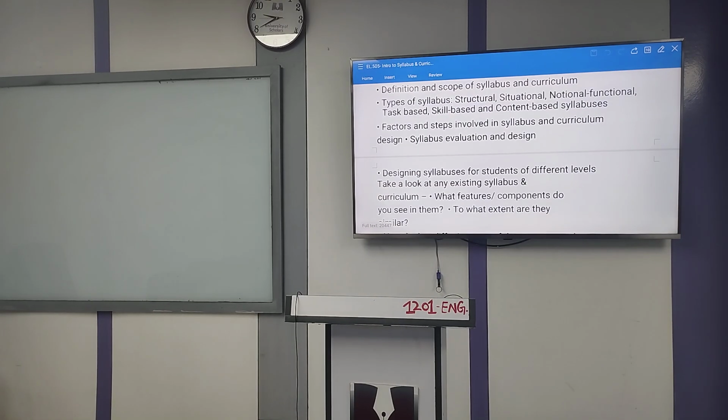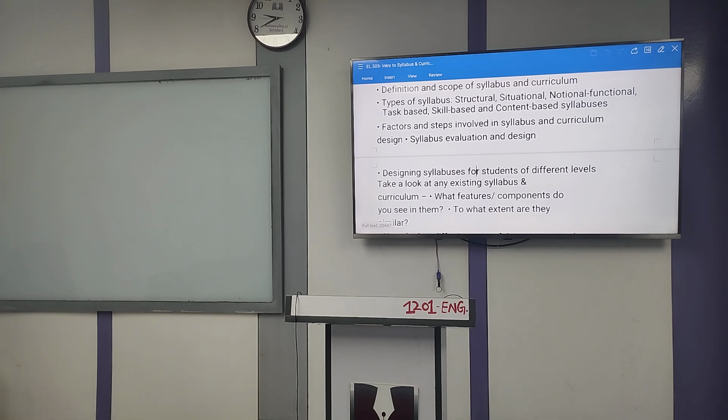So also definition and scope of syllabus and curriculum. And there are different types of syllabus and curriculum. So what do you think? There are different types of syllabus, like structural syllabus, write it down.